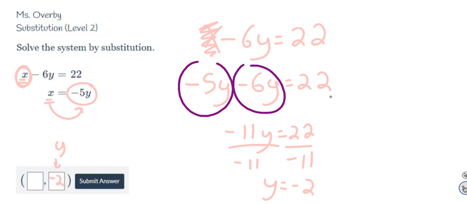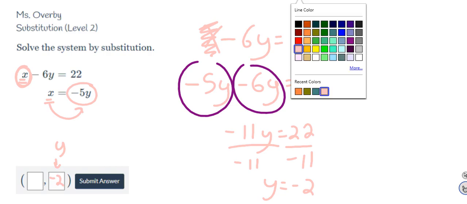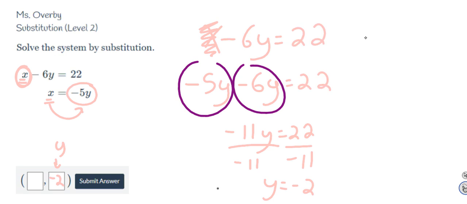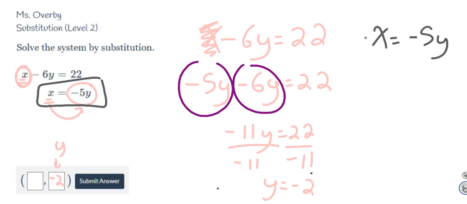So I gave you the table function, and you know what? That works sometimes, and sometimes it doesn't. So we're actually going to have to get used to just plugging things in, I think. So we can use either equation to find x. But you know what? This equation right here is easier. So let's go ahead and rewrite it. X equals -5y. And we're like, hey, we know what y is. Y is equal to -2.